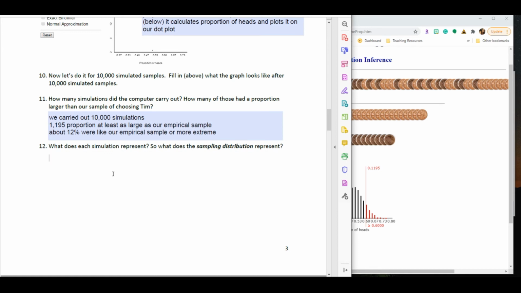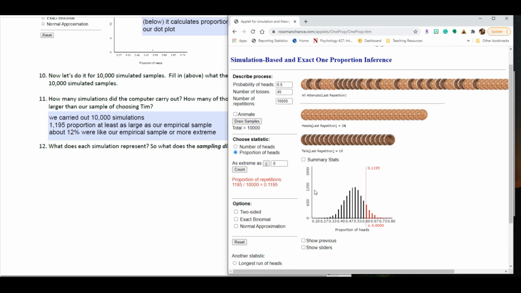So just to review, what does each simulation represent? And then what does the sampling distribution represent? What we're looking at right here is a sampling distribution because we did a sample, we calculated some value, we calculated the proportion, and then you plot it. Do another sample, calculate your value, and plot it. Do a sample, calculate your value, and plot it. Do it over and over 10,000 times. And our result is a sampling distribution.